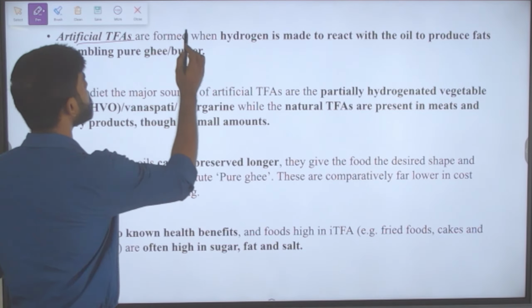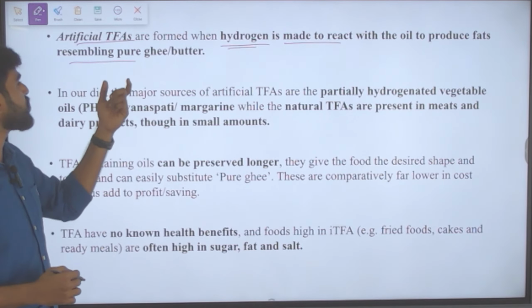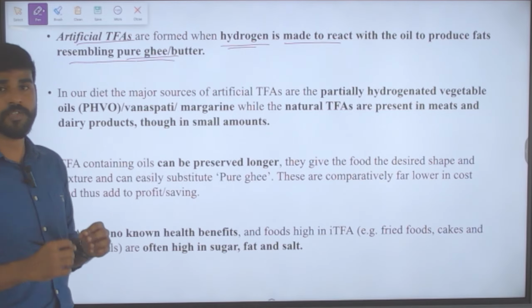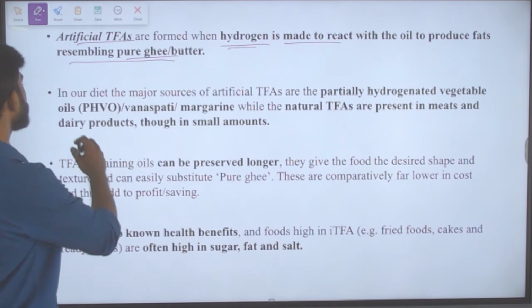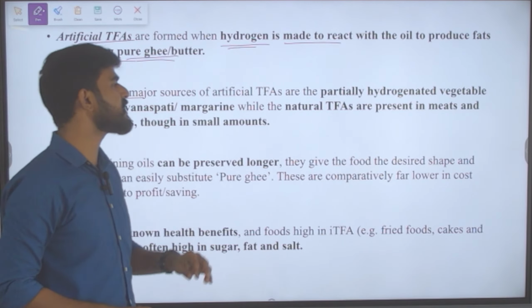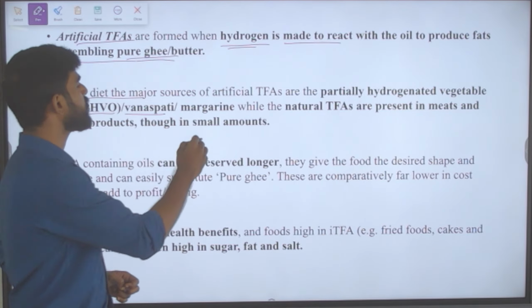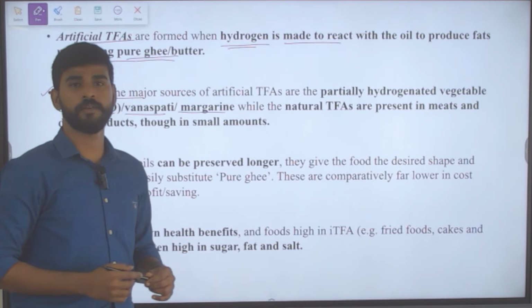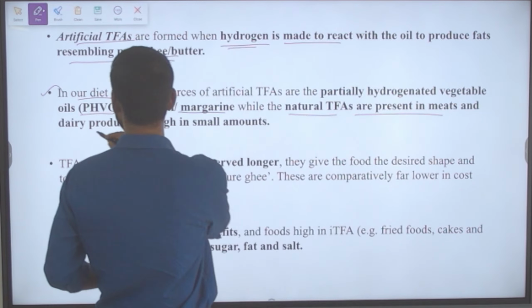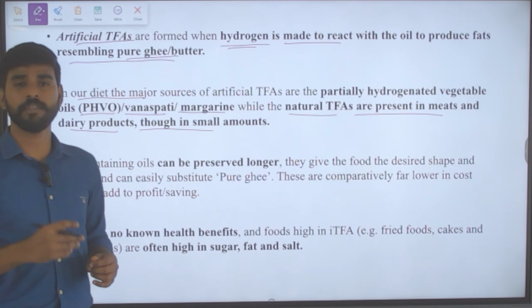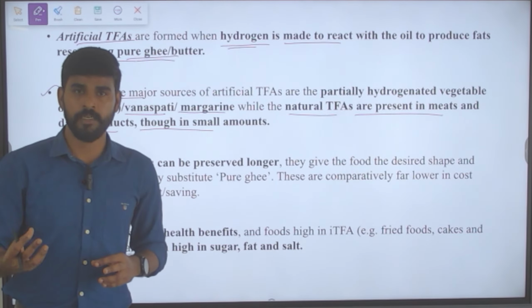So artificial TFAs are formed when hydrogen is made to react with the oil to produce fats which resemble pure ghee or butter. Okay, so hydrogenation process, partial hydrogenation is done. So in our diet, the major sources of artificial TFAs are partially hydrogenated vegetable oils or vanaspati or margarine. Okay, while the natural TFAs are present in meats, dairy products, though they are present only in very small amounts. So naturally occurring TFA are a very meager amount.